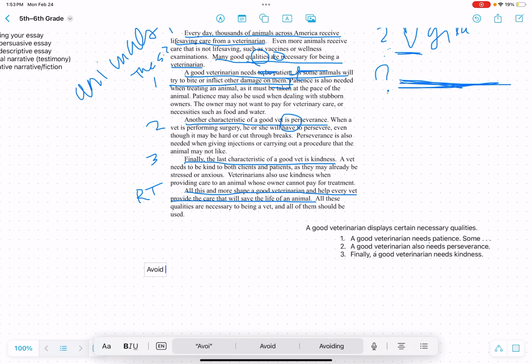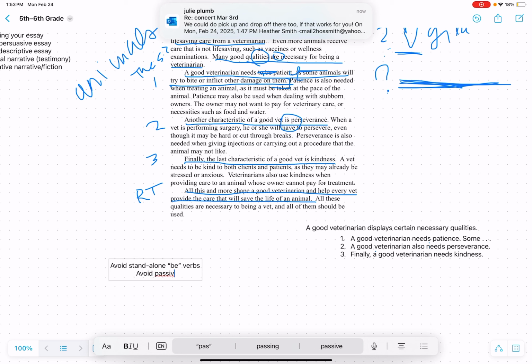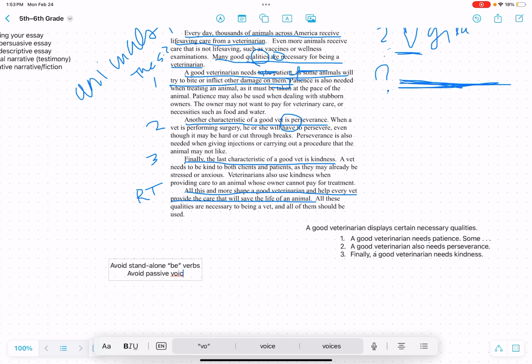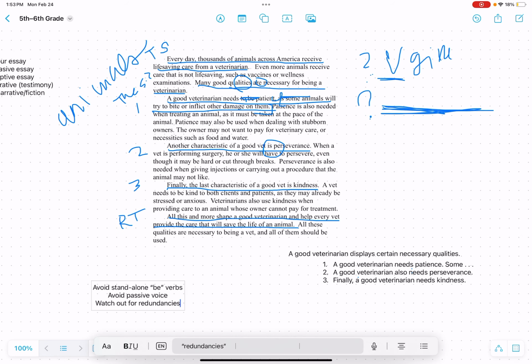We're going to try to avoid stand-alone be verbs. We're going to try to avoid passive voice. We're going to try to watch out for redundancies. And as we think of more, I will mark them. Okay, so let's start with standalone be verbs. So let's just read the essay now and see if there are any standalone be verbs.